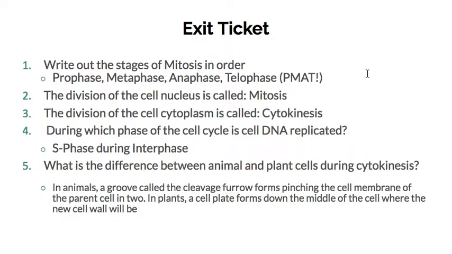All right, so stages of mitosis. Always think PMAT: prophase, metaphase, anaphase, telophase. The division of the cell nucleus was mitosis. The division of the cytoplasm was cytokinesis. And DNA was replicated during the S phase during interphase. As for the difference between animal and plant cells during cytokinesis, remember, animals form a cleavage furrow, and plants form a cell plate.